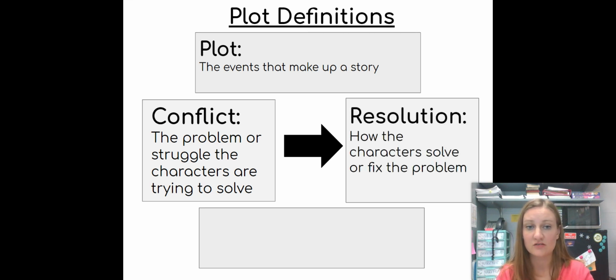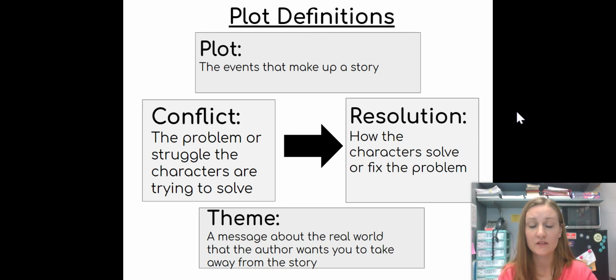Resolution is how the characters solve or fix the problem. You see the word solve here in the definition, and you also see part of that word in resolution. So use that to help you remember that resolution and solve, they're the same thing. And then theme is a message about the real world that the author wants you to take away from the story. So if we think about A Bad Case of Stripes, the theme was be true to yourself, don't worry about what other people think, a big life lesson or idea that you can apply to your own life.